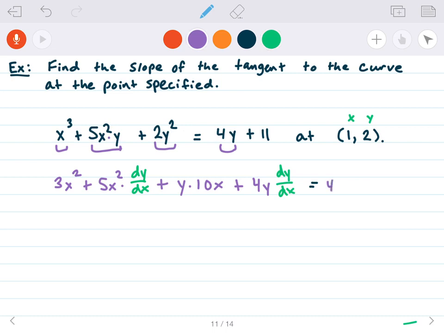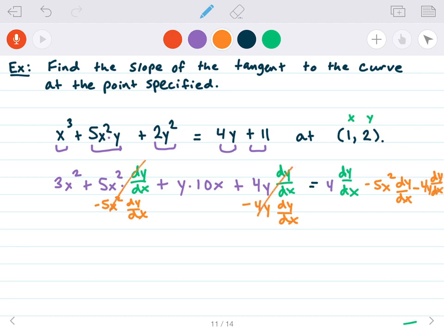And then we want to tack on the dy/dx. The derivative of 11 is just 0, so I won't write that. Now, I want to group my dy/dx's together. So what I'm going to do simultaneously is subtract 5x squared dy/dx as well as 4y dy/dx from both sides, so that I group my dy/dx terms together.